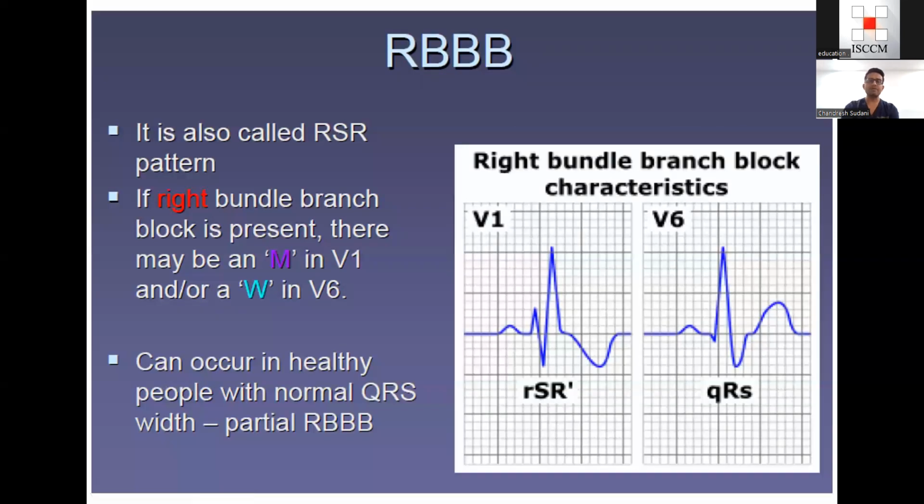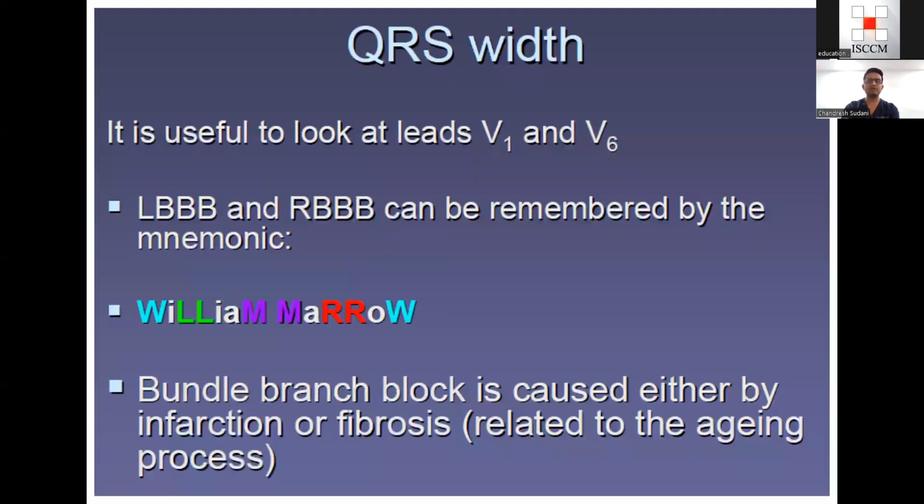Coming to RBBB, it is a little bit opposite. M in V1 and W in V6. When you observe this pattern, you can say that this is an RBBB pattern. Now, if you want to remember this as a mnemonic, you can remember it with one word: William Marrow. Whenever you think about left bundle branch block, you should think it starts from V1 with a W pattern.